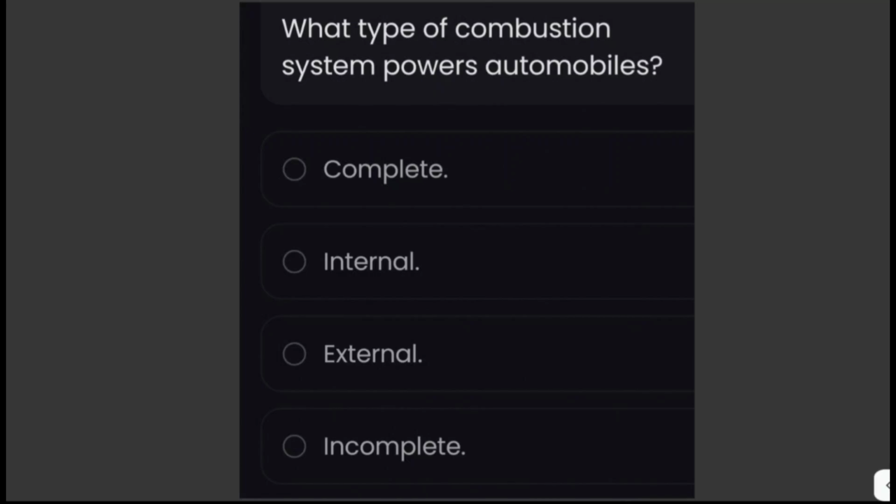What type of combustion system powers automobiles? Automobiles are powered by internal combustion engines, which are heat engines that convert the chemical energy of fuel into mechanical energy. So the answer here is internal, from internal combustion engines. The fuel is burned inside the engine, and the resulting combustion gases expand and push a piston, which in turn rotates a crankshaft. The crankshaft then transfers the power of the engine to the wheels, which makes the car move.